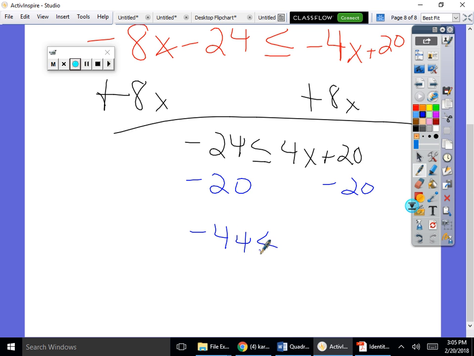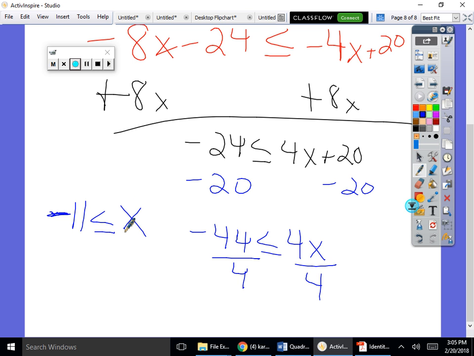-44 is less than or equal to 4x. What do I do? Now, do I have to flip my symbol? No, because I'm dividing by a positive. So I have negative 11 is less than or equal to x.